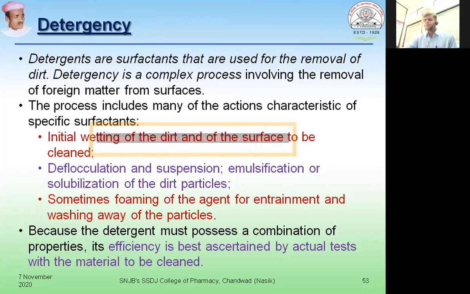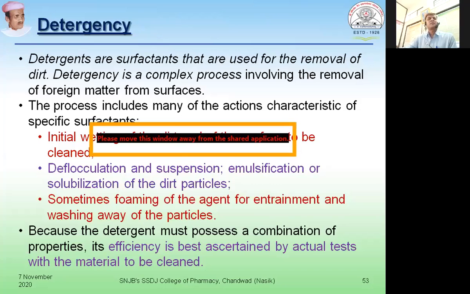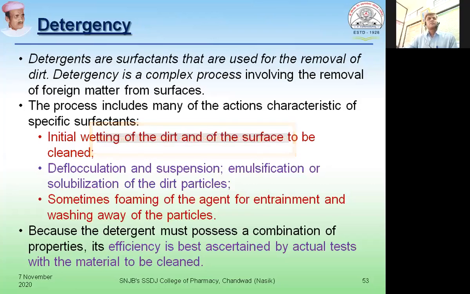Is that clear? Phenomenon of detergency and how surfactant helps in removal of stains or dirt from the surfaces. 3 important steps which are being involved. These are all action characteristics of surfactant which play a role of detergents. 7 to 9 is the HLB value of surfactant which acts as detergents. Is that clear?